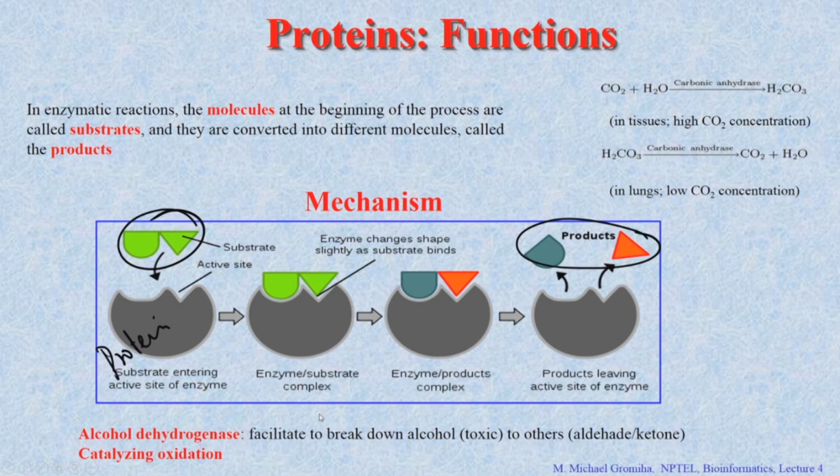And then there are different types of enzymes. For example, one is alcohol dehydrogenase. This enzyme facilitates breaking down alcohol, because alcohol is toxic, into others like aldehydes or ketones. So, if you want to consume alcohol, you should have this enzyme, alcohol dehydrogenase, because otherwise alcohol is toxic, so that is a problem. If you have this enzyme, it will convert it into aldehydes or ketones. It also catalyzes various processes like oxidation and so on.